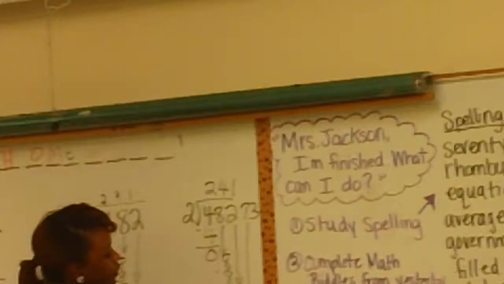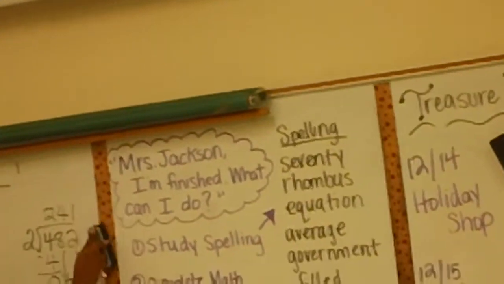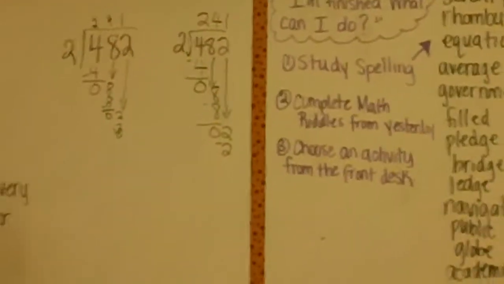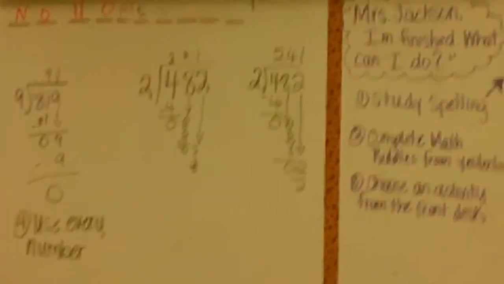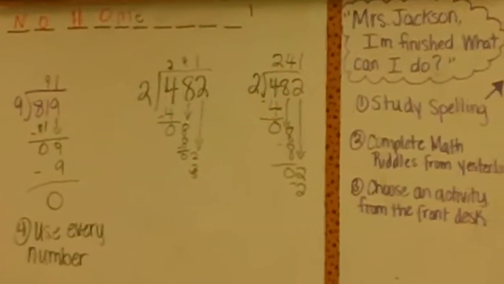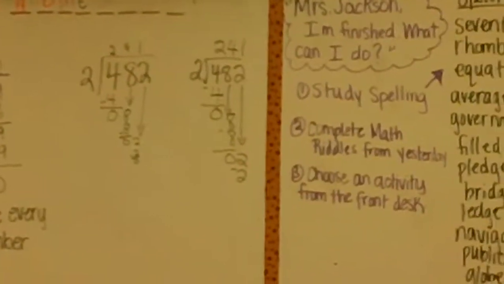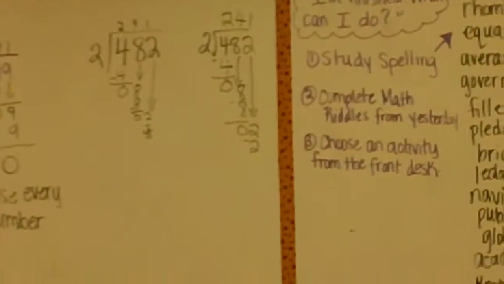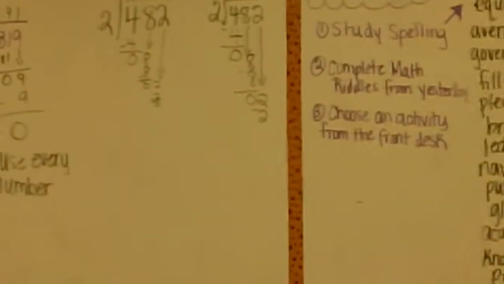So remember, number 4, remember to do what? Use every number. That's why we have to keep bringing numbers down, because we need to use every number that's underneath the house, for lack of a better word.